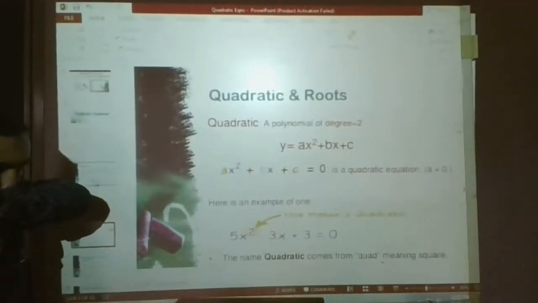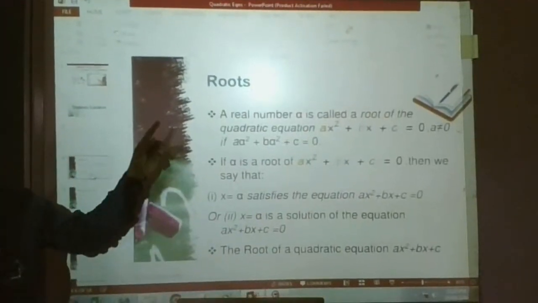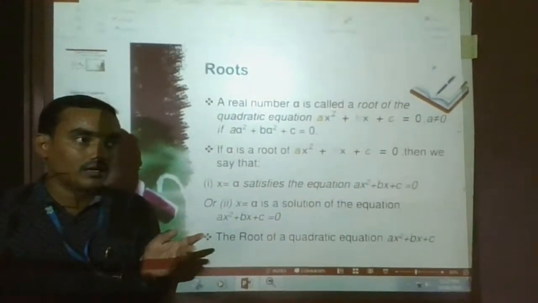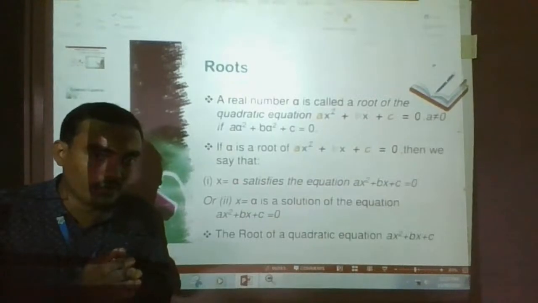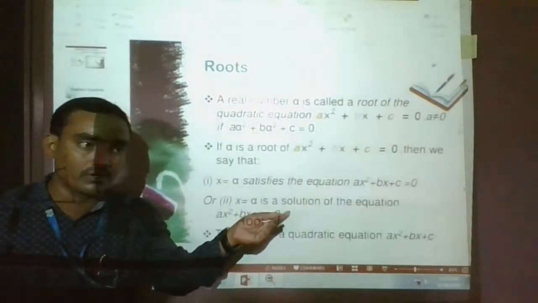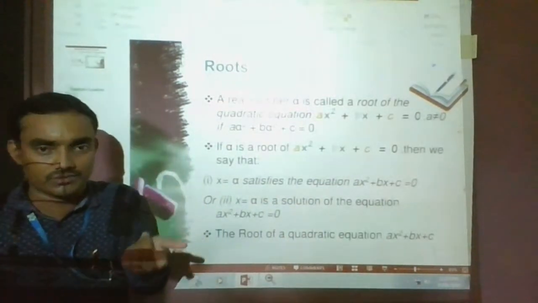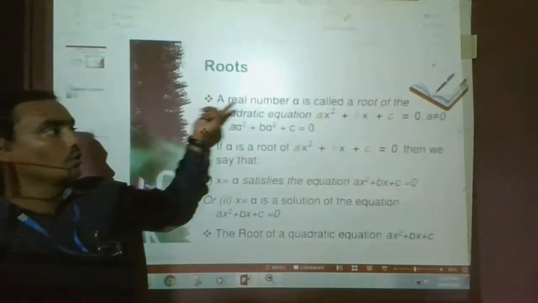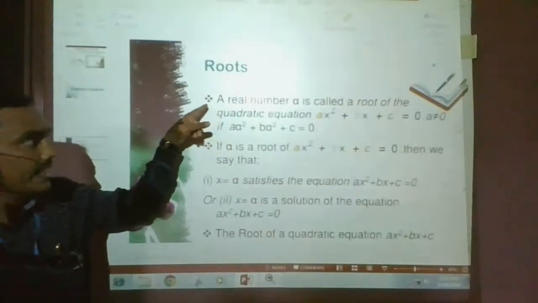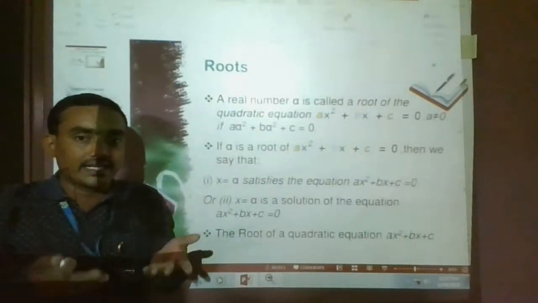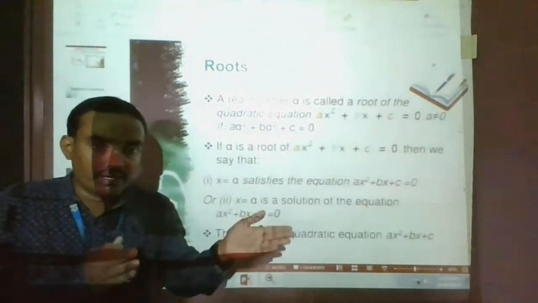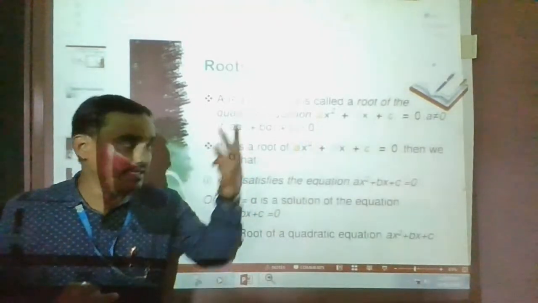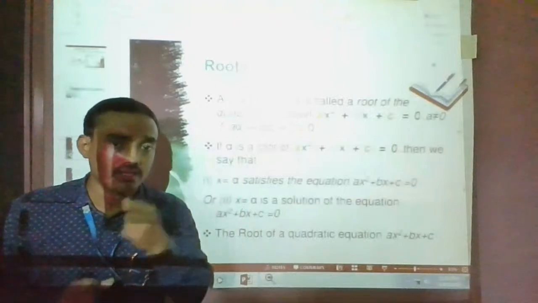Now, the roots. Root means the solution. In a polynomial, the number of solutions of the given polynomial depends on the degree of the polynomial. If the degree is 1, you will get one solution. If the degree is 2, you will get two solutions. Now, for example, we are considering the roots alpha and beta. If the degree is 2, you will get two different values.